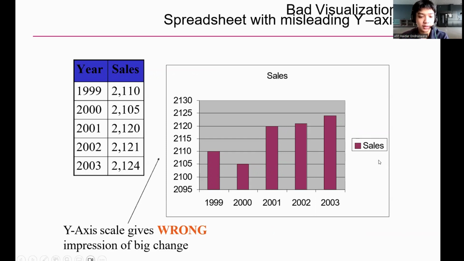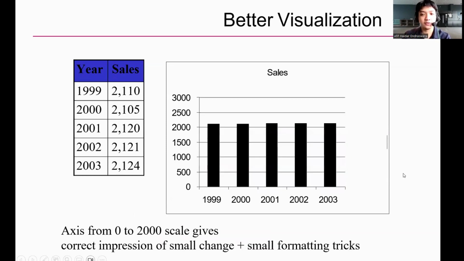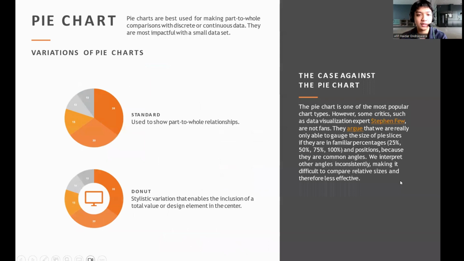So yeah, because the y-axis scale gives the wrong impression, they need to start with 0. In this case, they start with 2095. This is better, but we cannot clearly see the difference between the sales itself, but it clearly represents the better sales over the years itself.